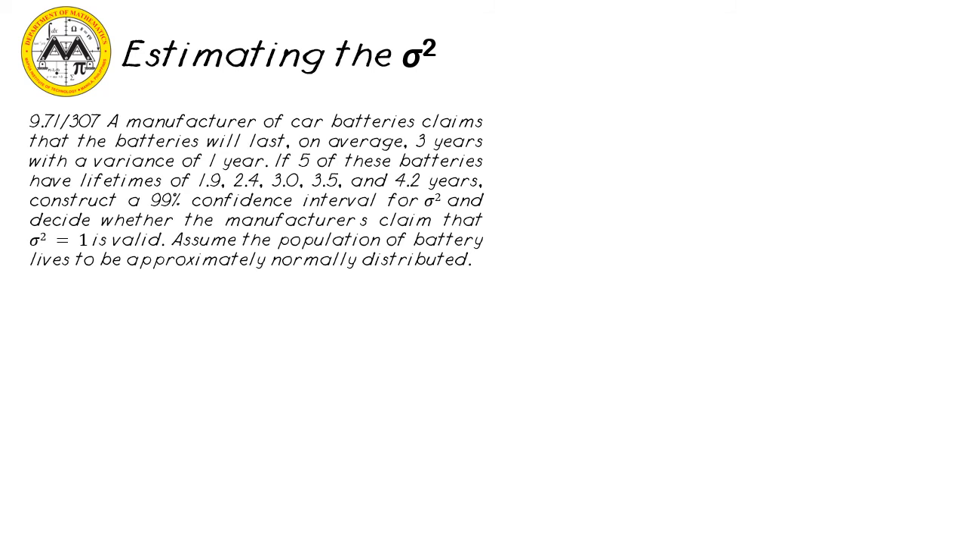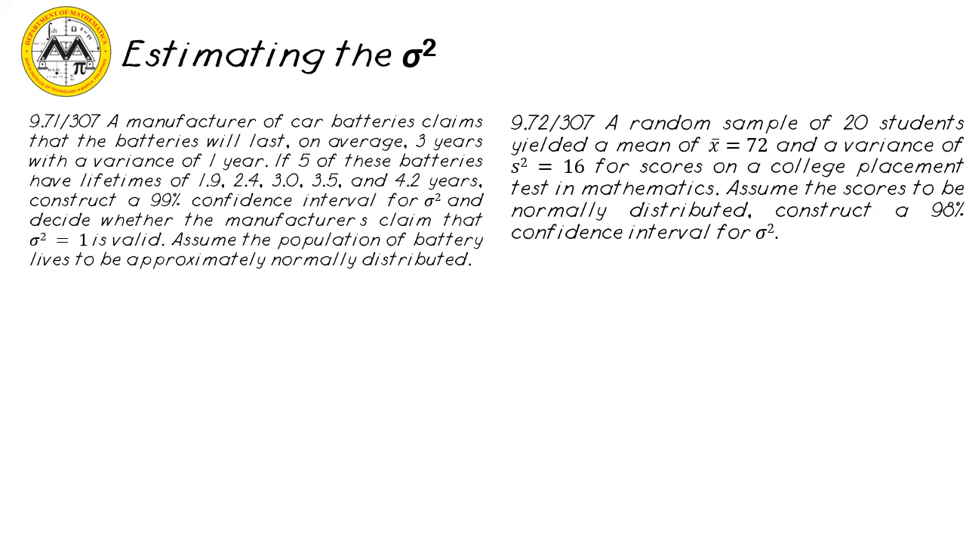So let's have a worded problem. A manufacturer of car batteries claims that the batteries will last on average 3 years with a variance of 1 year. If 5 of these batteries have lifetimes of 1.9, 2.4, 3, 3.5, and 4.2 years, construct a 95% confidence interval for sigma squared and decide whether the manufacturer's claim that sigma squared is equal to 1 is valid. Assume the population of battery lives to be approximately normally distributed.